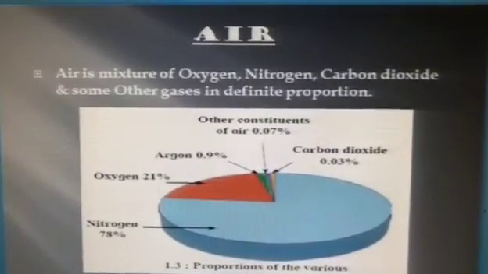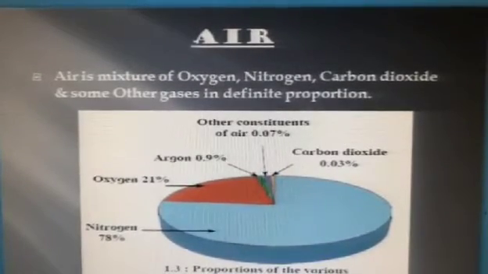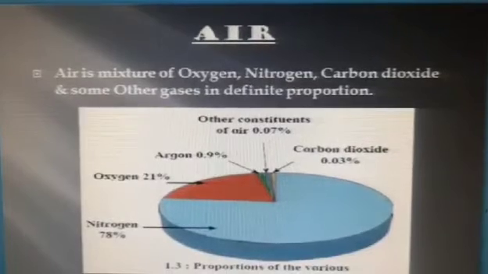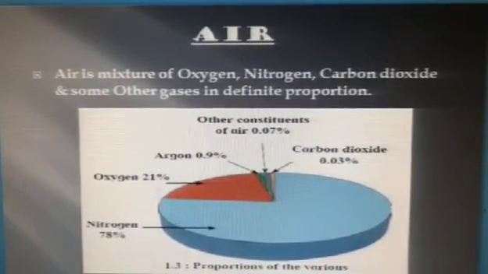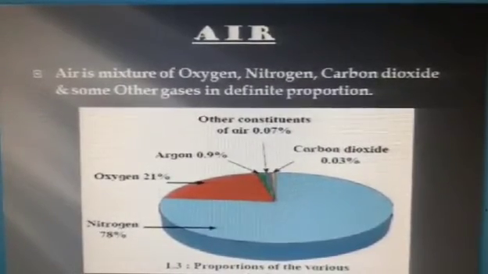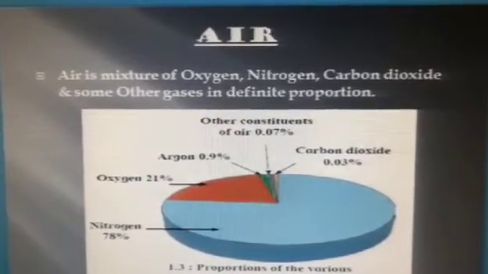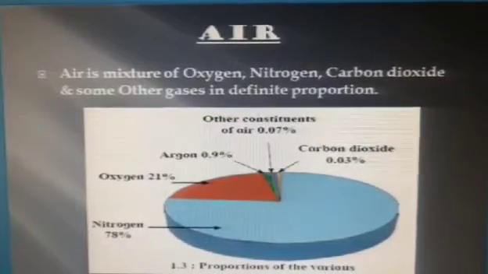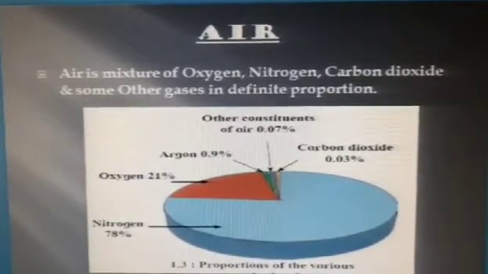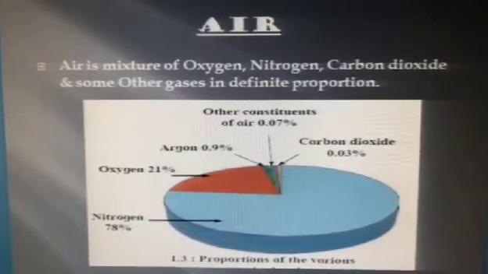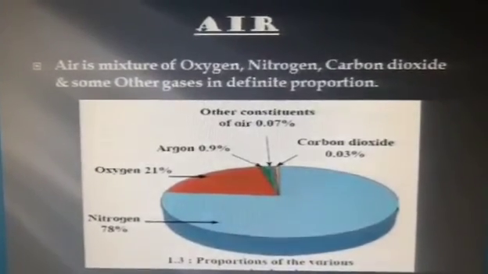Can you recall? So, the five different layers of the atmosphere are troposphere, stratosphere, mesosphere, ionosphere, and exosphere. These five layers are present one above the other. So, what do the different layers mean? It is the air. Air is one of the important constituents of the atmosphere.